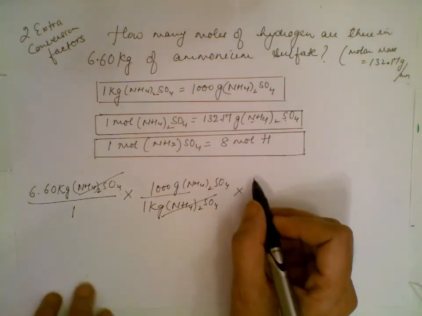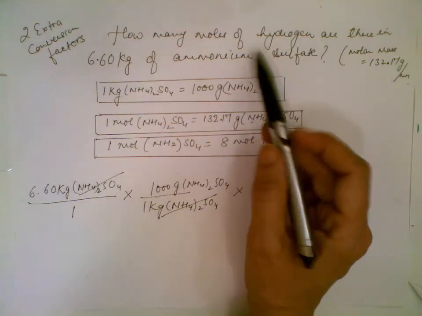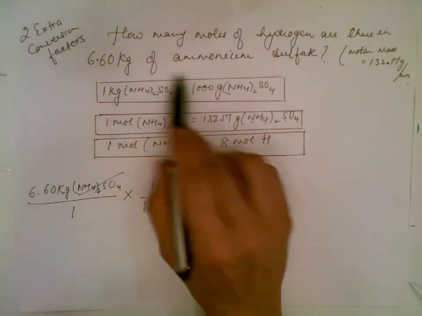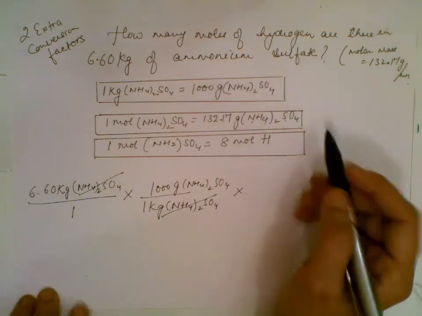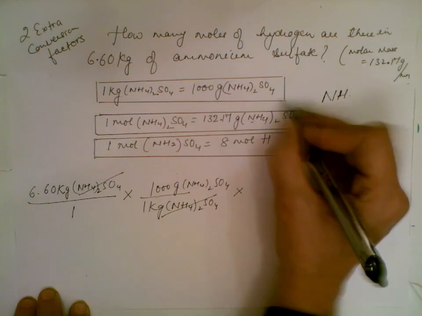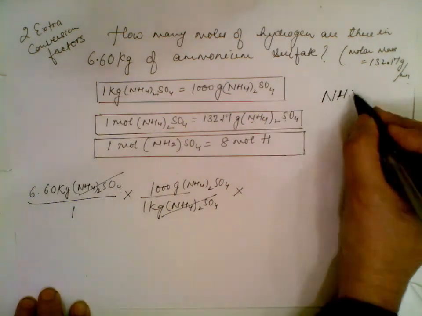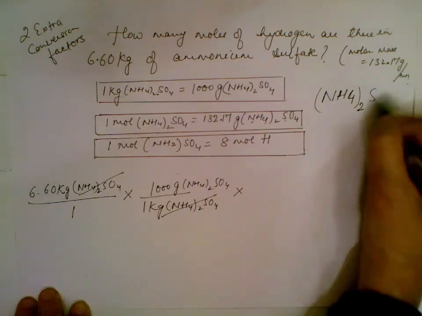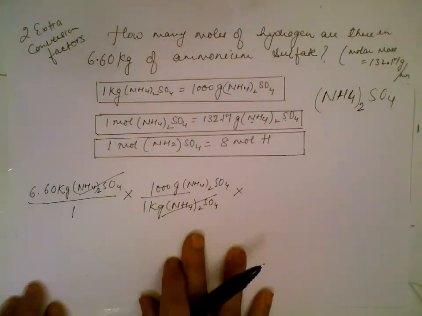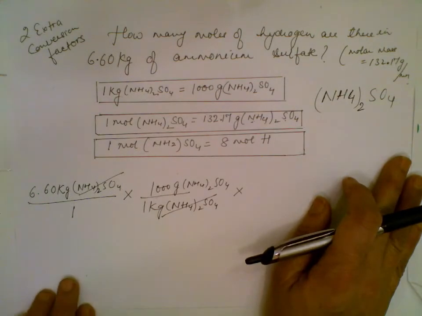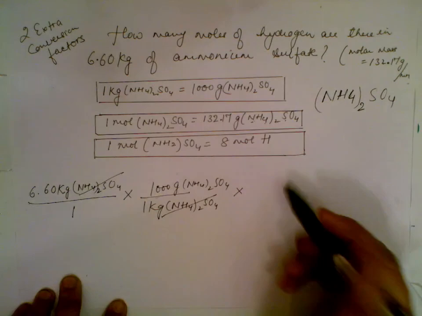Now what do I want next? The question says how many moles of hydrogen are there in 6.60 kilograms of ammonium sulfate. Well, first of all, I need to also know the formula of ammonium sulfate, which is here, but it is not going to be given. You should know that formulas are important, guys, to have the knowledge. Otherwise, it's hard to tell, specifically when they're asking about the atoms in molecules or formula units.